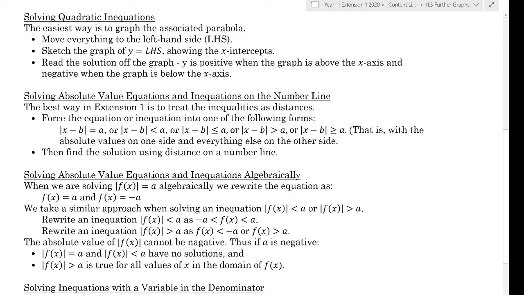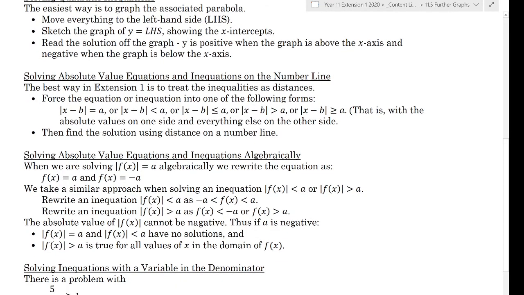Solving absolute value equations and inequations on the number line. Now, what we're going to do is force the equation. It's best to treat them as distances. So we force the equation or inequation to be one of the following forms: the absolute value of x minus b is equal to a, or less than, or greater than, or less than or equal to, or greater than or equal to a different value. And then we find the solution using a distance on the number line. We'll have a look at an example of that in a moment too.